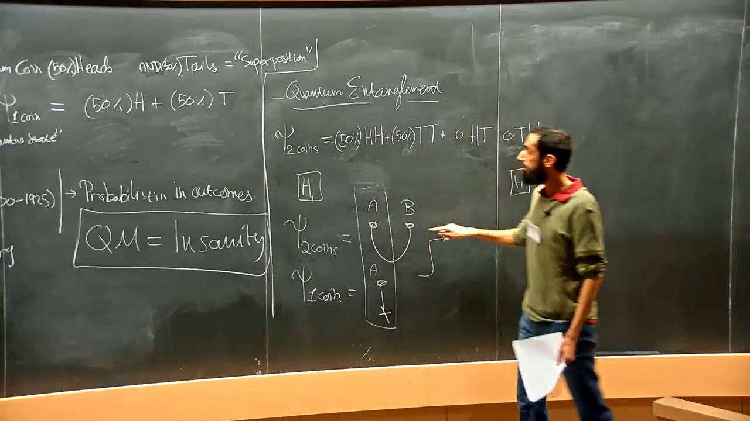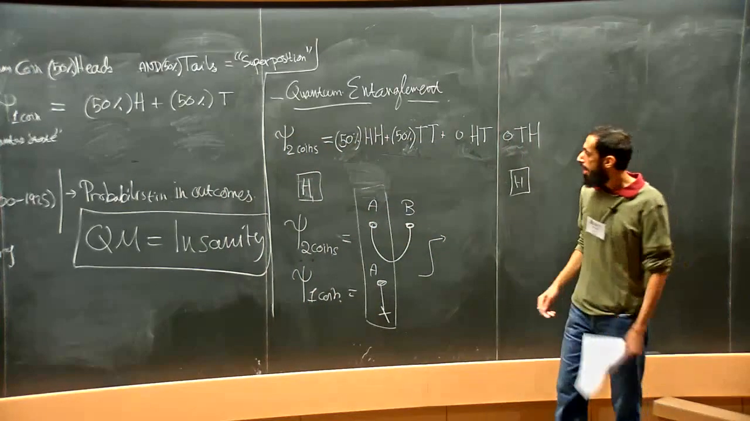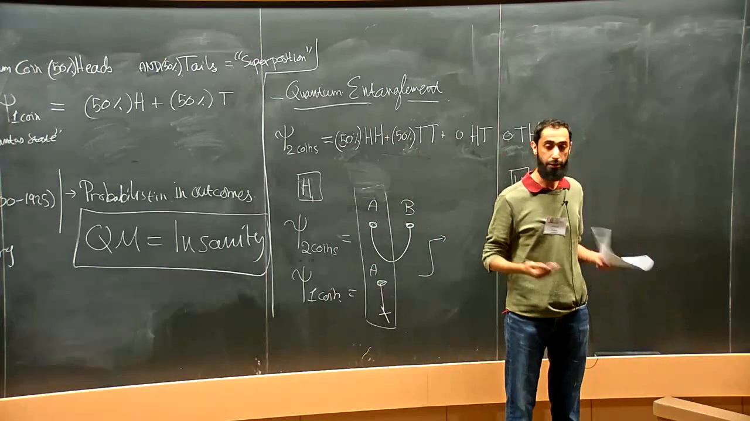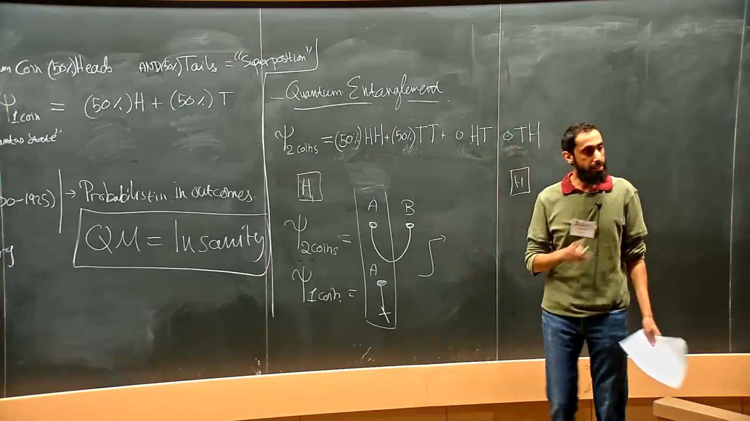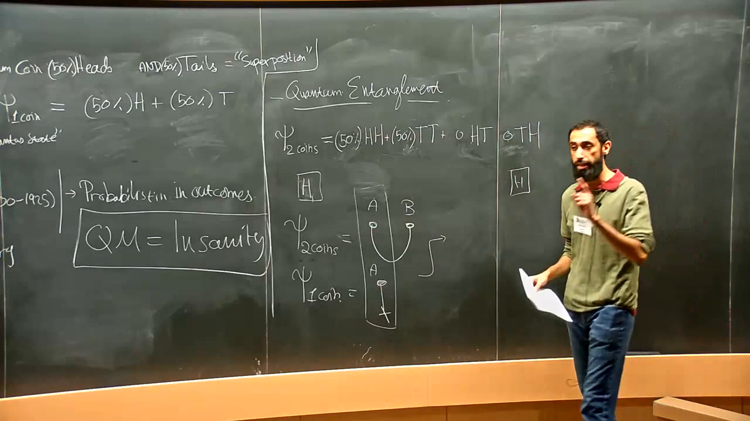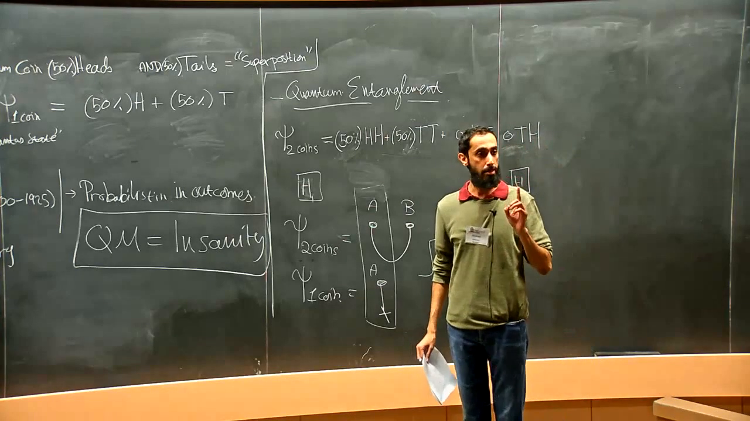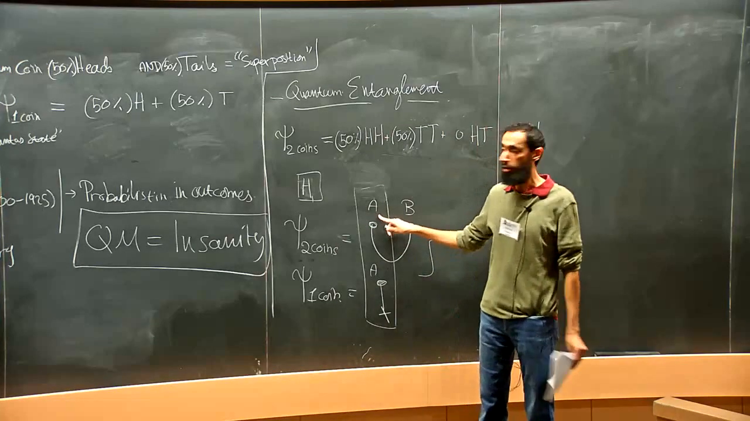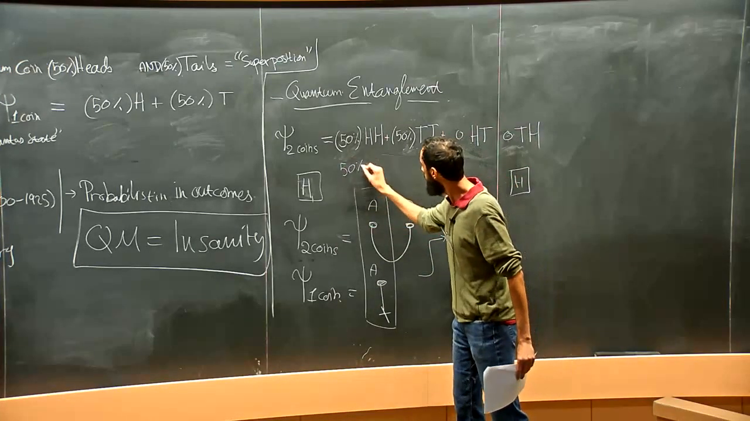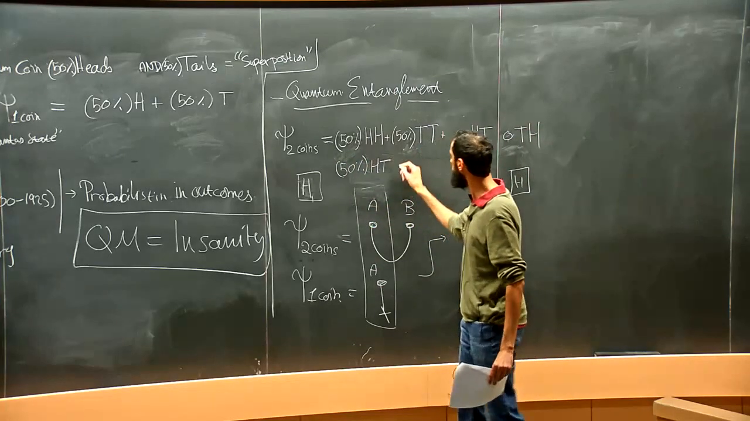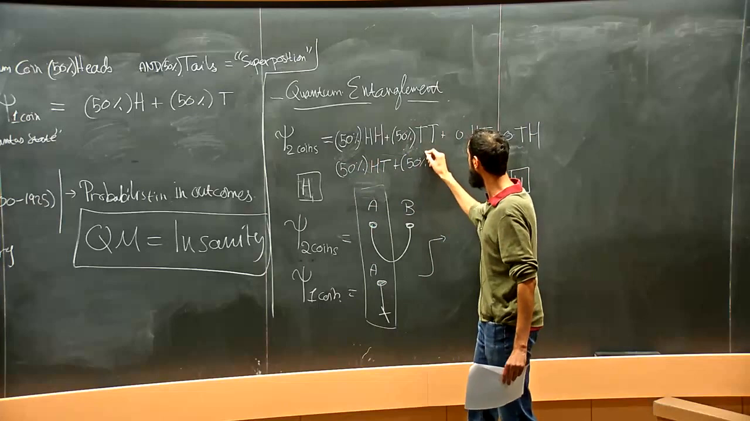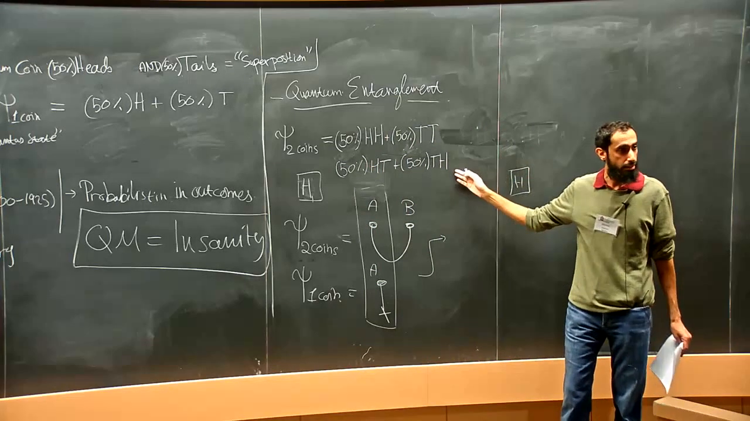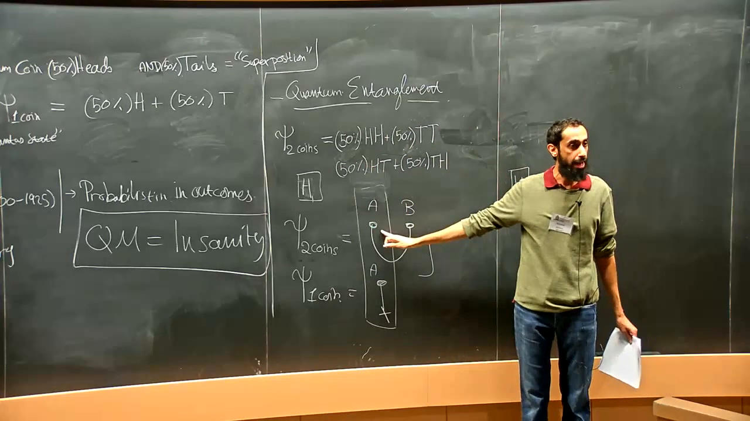But what about this case? This case. This also tells me that 50% of my coins are going to be heads and 50% are going to be tails. However, there's an ambiguity, because I can give you a different two-coin quantum state that gives the same results for A. For example, I can consider 50% heads, tails, plus 50% tails, heads. These two states give the same results for A.